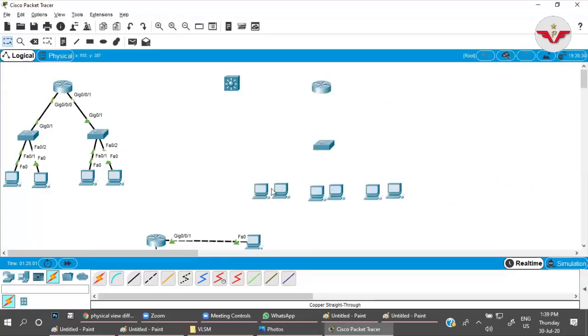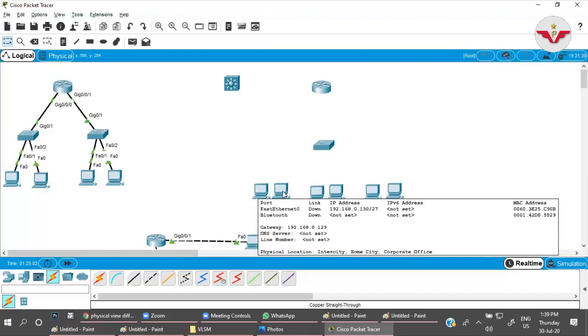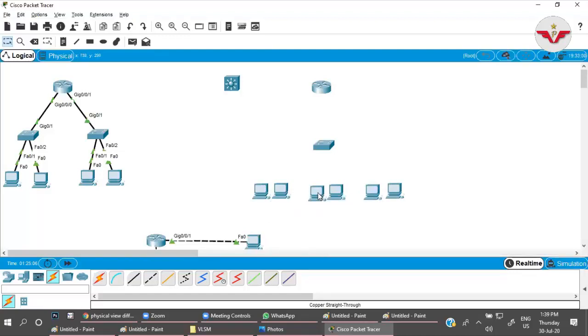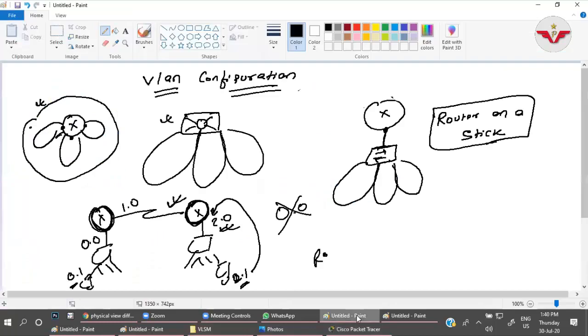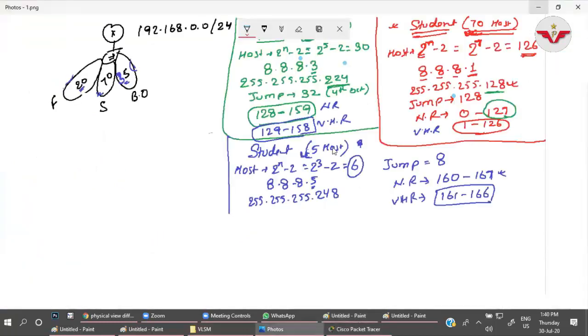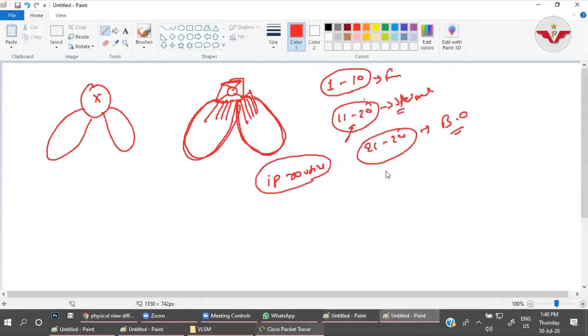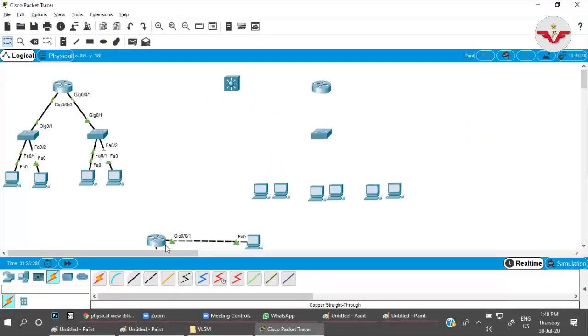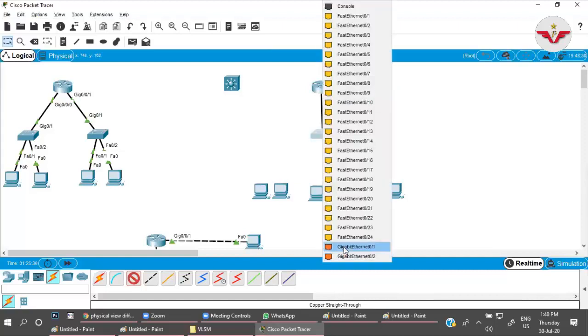Any confusion? The IP is configured on these PCs, right? The same PCs with the same IPs I'm going to configure in this network. The network is the same: we had faculty, student and back office. The same network I'm going to configure here using the router on a stick method. So the first thing, let me provide the connectivity between router and switch, gigabit and gigabit.